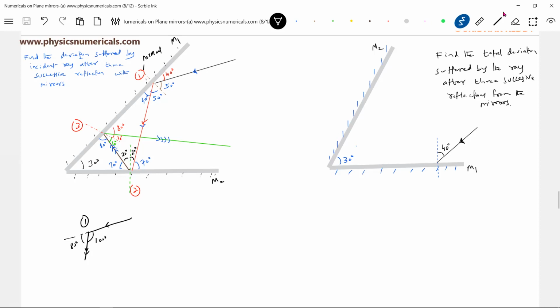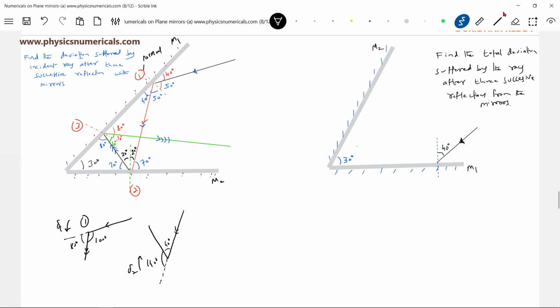Similarly, come to ray 2. At reflection 2, the ray wanted to go straight. Then finally it got deviated here. So what is the deviation? So this angle is 40 degrees. So the deviation will be how much? 140 degrees. So the deviation here is like this, delta 2.